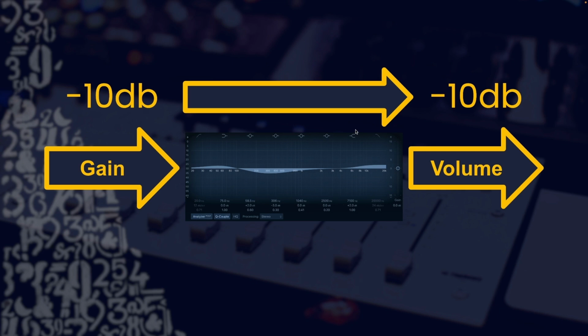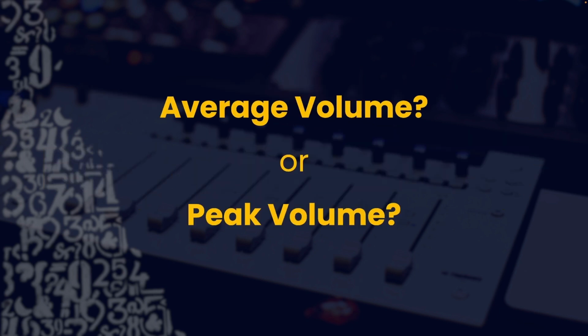And that is measured in decibels. So if we have 10 decibels going in, we want 10 decibels coming out. So the natural question is, how do we measure this? Because there are two primary ways to measure volume or gain in a signal. It's either going to be average volume or peak volume.